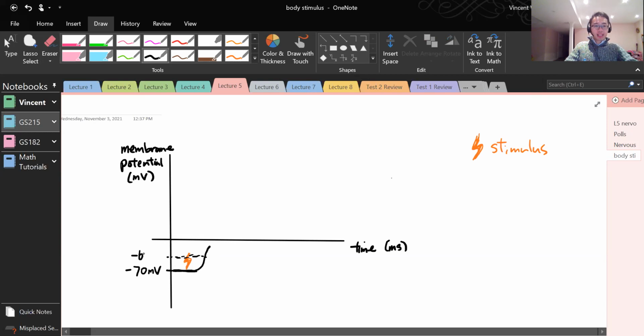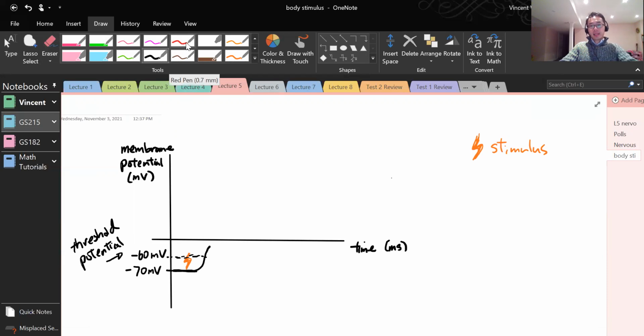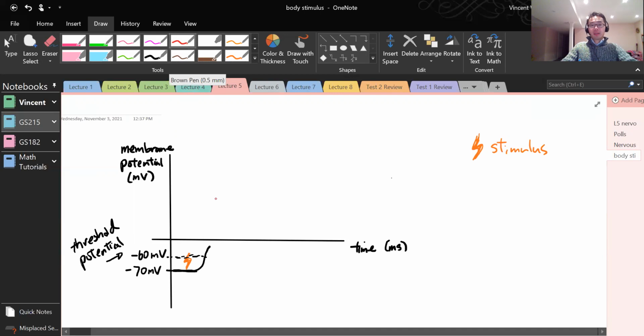So this is -60 millivolts. This is what we call the threshold potential. Threshold potential. This is the point of no return. If you cross the threshold, then a signal will be transmitted for sure. At minus 60 millivolts, if you remember, that is the opening potential for the sodium channels, right? So at this point, the sodium channels open.